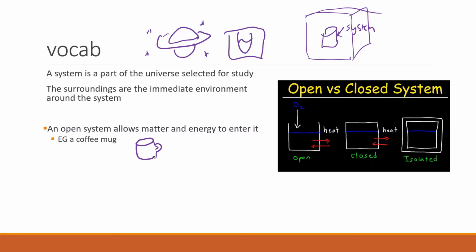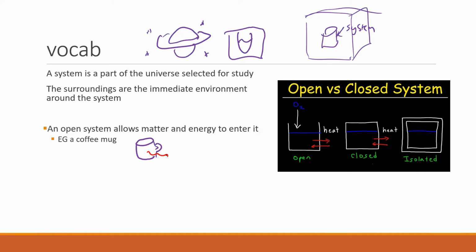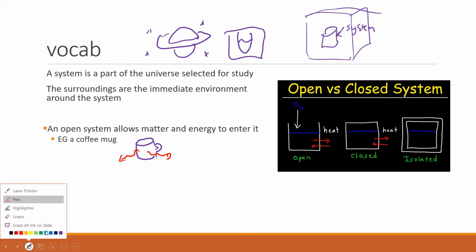the thing about a coffee mug is that energy can get out of it and into it. That means that as you put your hand up onto the coffee mug, you can actually feel the warmth coming out of it. Also, matter can get into it. Oxygen molecules and other molecules can get in and out of this mug.